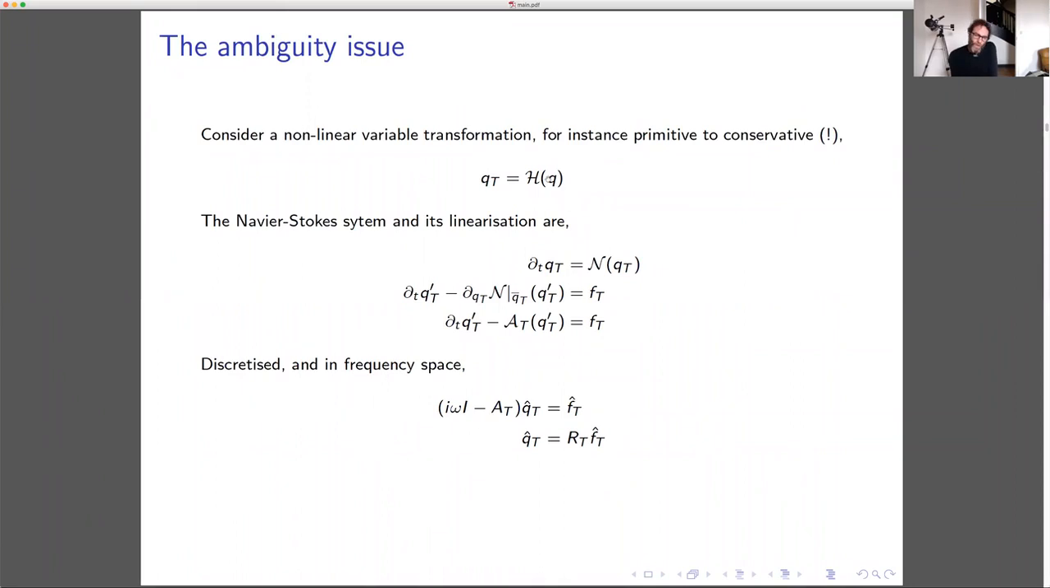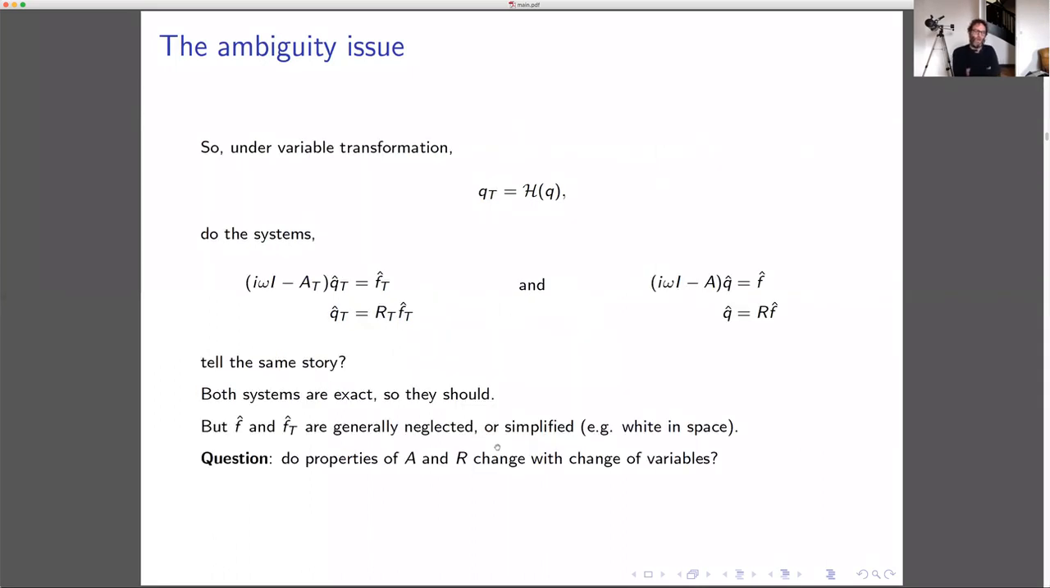So to look at that, we consider a nonlinear variable transform from some original set of variables Q to some transformed set of variables Qt. And an example of a nonlinear transform would, of course, be the change from primitive to conservative. So in terms of the transformed variables, the Navier-Stokes system and its linearization look like this. Again, you discretize, write it in frequency space, and you end up with these equations. So the question then is, under the nonlinear variable transformation, do these two systems tell the same story? That's what we're interested in exploring here.